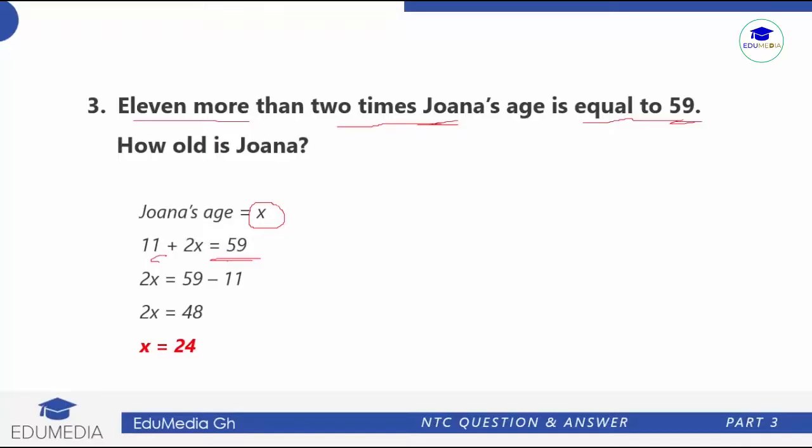So we now have our 2x. When we group the like terms, 2x equals 59 minus 11, because the 11 moves to the right side of the equals sign as a negative figure. And then 2x equals 48. That's when we take the 11 from the 59, you get 48. Dividing through by 2, because we want x, our x is now 24.